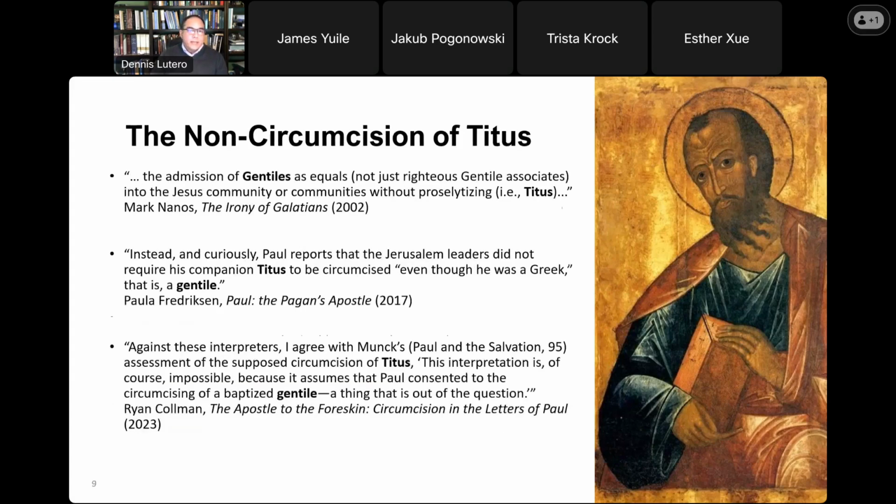Now we turn to our second passage under consideration, Galatians 2:1-3, and specifically verse 3, which marks Titus as a quote-unquote Greek. How do contemporary scholars understand Titus's Greekness? Nanos, Fredricksen, and Coleman definitively assume that Titus is a Gentile based on the group marker Greek, without further discussion. Each one wrestles with the fact of the circumcision controversy in Galatians 2 in their own way, but all three accept as given Titus's Gentileness without question.